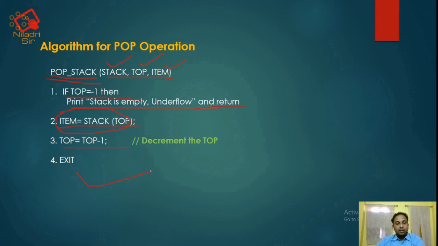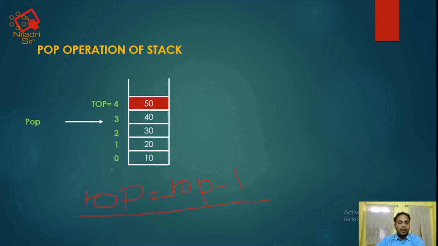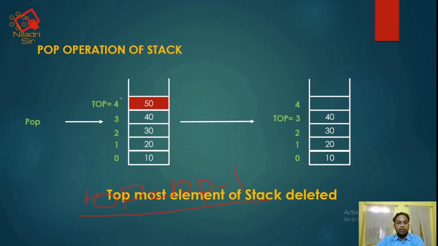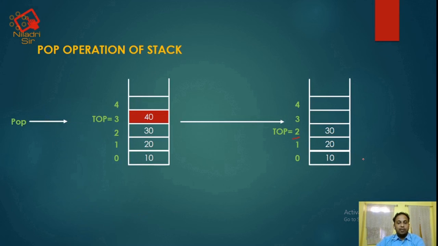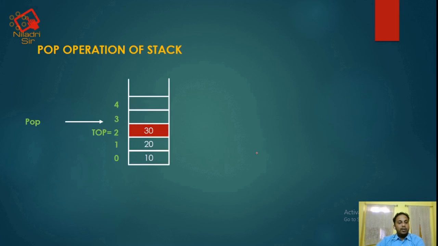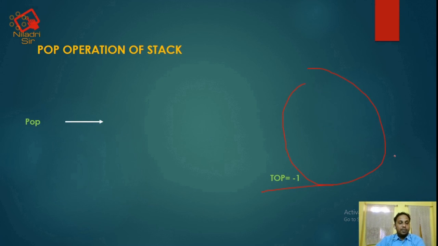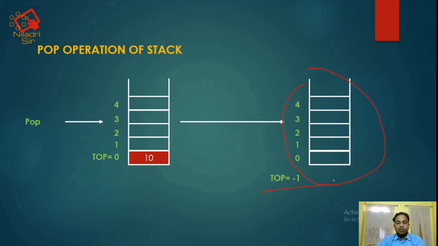I am just again doing the example. The top is at 4, so top will now be 3 as we perform the pop operation. Next, top is at 3. We perform the pop operation, so top will be at position 2. Again we perform the pop operation. Top is at 2, so top will be at 1. Next we again perform the pop operation. Top is at 0, so now the top is at minus 1 position.